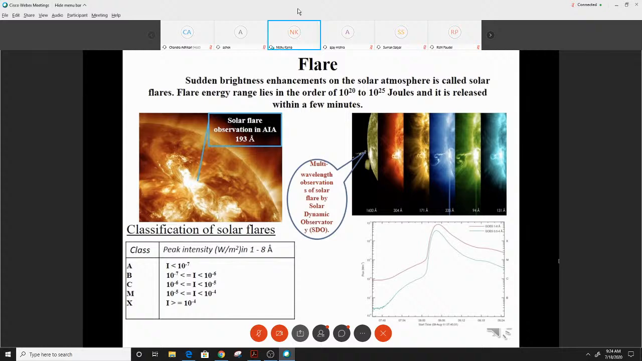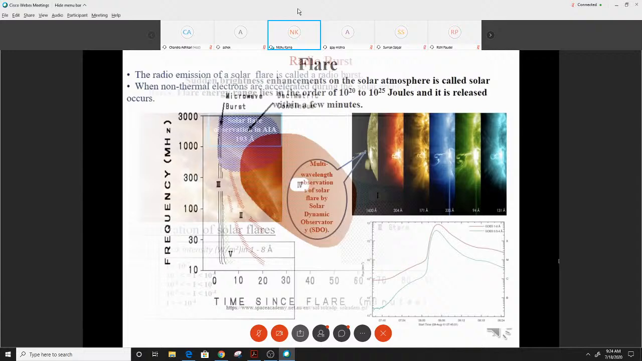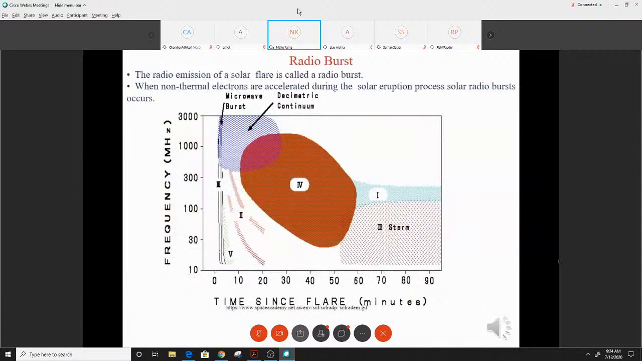Radio burst. Solar radio emission of a solar flare is called a radio burst. When non-thermal electrons are accelerated during the solar eruption process, a solar radio burst occurs. There are different types of solar radio burst: type 1, type 2, type 3, type 4, and type 5. The observational features of these solar radio bursts are summarized in the schematic diagram shown in the slide.